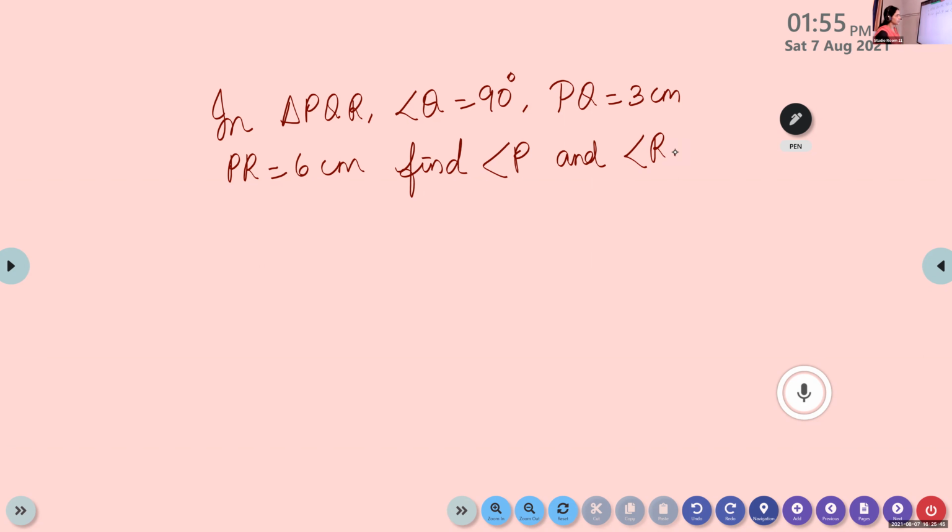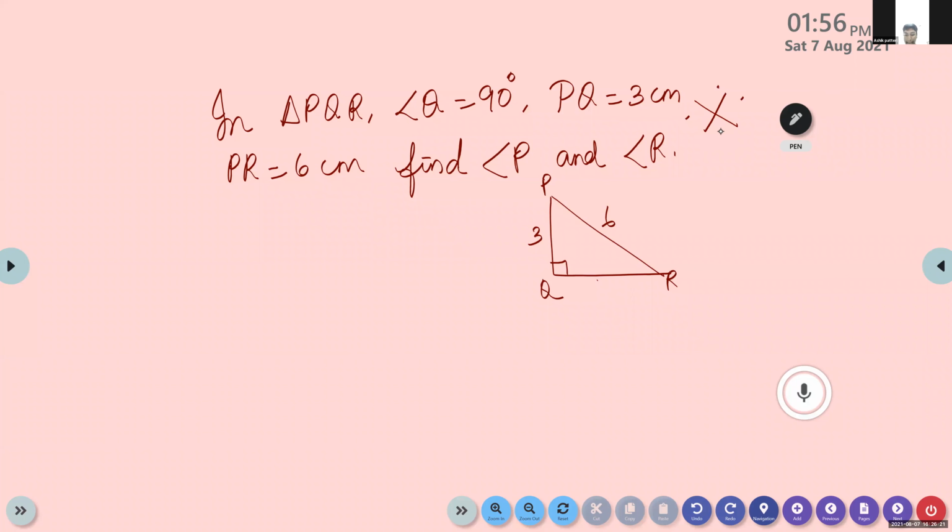Sides are given, isn't it? We are asked to find the angle. So you can draw the figure. In PQR, Q is given as 90 degrees. PQ is 3 centimeter, PR is 6 centimeter. You have to find angle P and you have to find angle R. How will you find angle P? How will you do this? Children, mark this as very, very important.